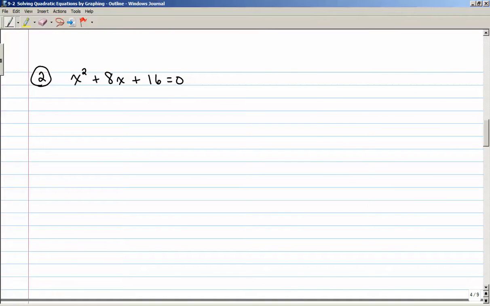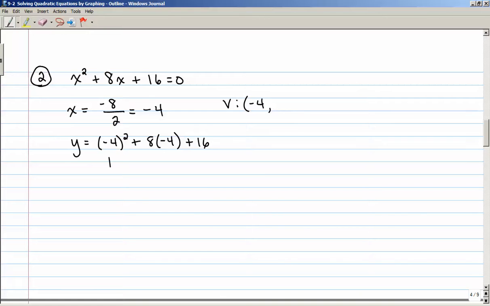Here I have x squared plus 8x plus 16 equals 0. So let's go ahead and find the vertex. So x equals negative b over 2 times a, or x equals negative 4. So that's going to be the x of my vertex. Now to find the y, let's plug that in. So y equals negative 4 squared plus 8 times negative 4 plus 16, or 16 minus 32 plus 16, and that gives me a 0. So my vertex is the point negative 4, 0. Let's make our table.